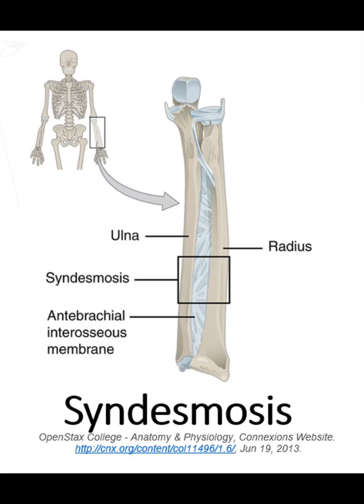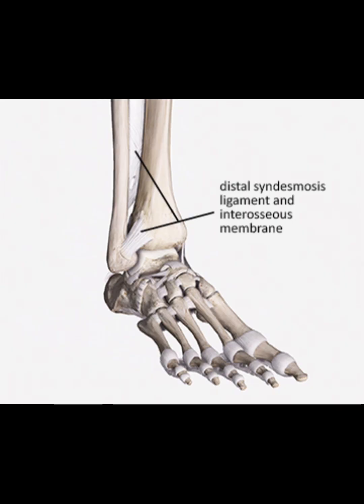Another example of a fibrous joint is a syndesmosis. This also helps with firmly locking bones together and also creates slight movement. And then you can find it in between the ulna and radius. You can also find another syndesmosis joint in between the tibia and the fibula, which is by the ankle.